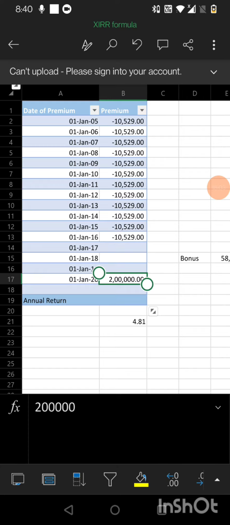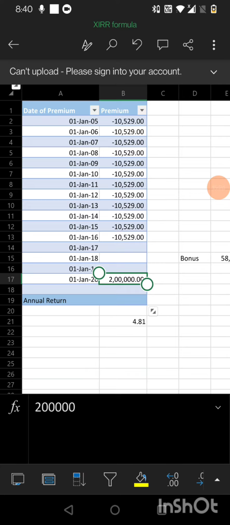I'm not against LIC. I'm just saying LIC endowment plans are not at all worthy. Many people have already explained this part, but I'm just explaining with the formula here. So it's always best to go with the formula, so that you can have proof in your hand. And the same holds good for your ULIP plans also.